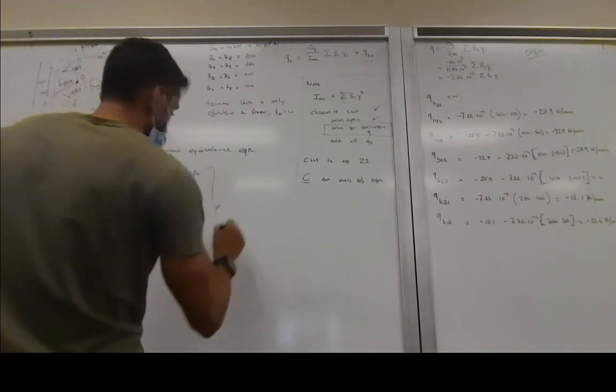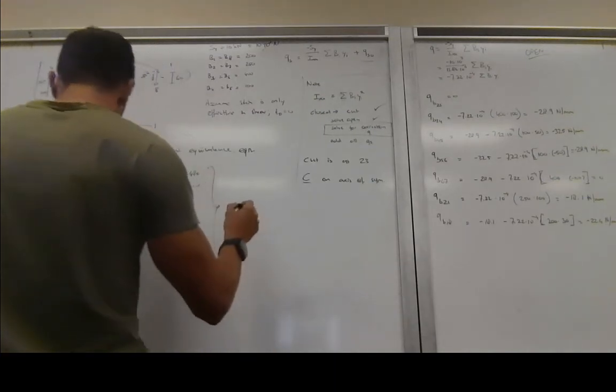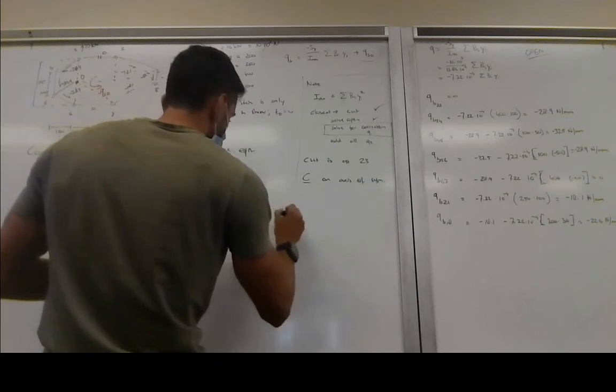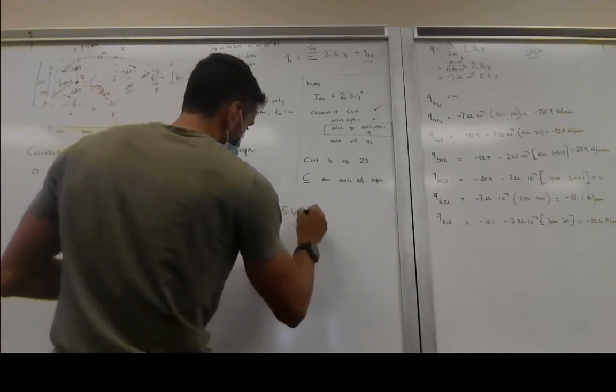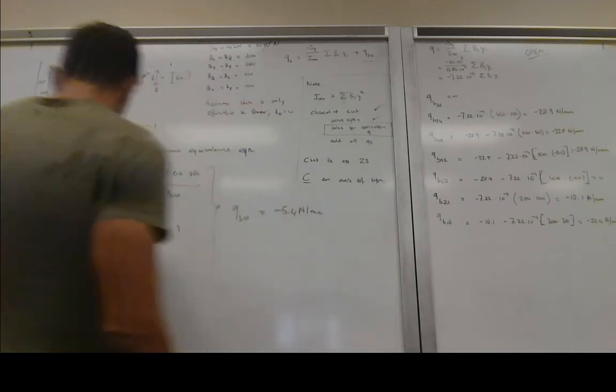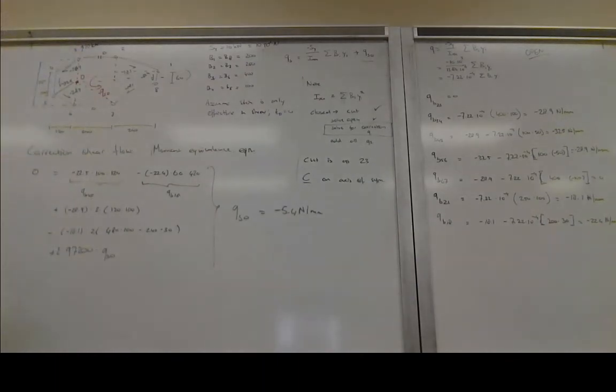QS0 in this case becomes negative 5.4 Newton per millimeter. And then you can basically add this to those values. So what you can do is, once you have this, flip all the signs so it goes in the right direction, and you make sure that you have the correct signage.